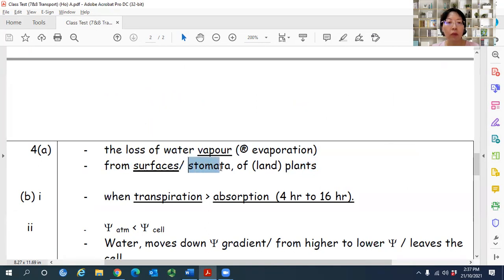Of course, if you write from the stomata also can, because 90% of water loss from the plant is through the stomata. So you can write stomata also, I will accept. Or you can say that from surfaces of plants also can. If you say by evaporation and diffusion, I will accept. If you say by evaporation only, I will not accept. Another point is by evaporation and diffusion. That one I accept.